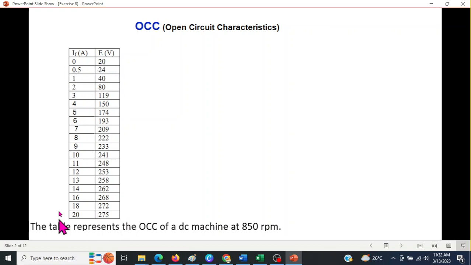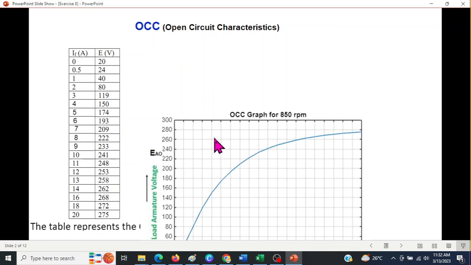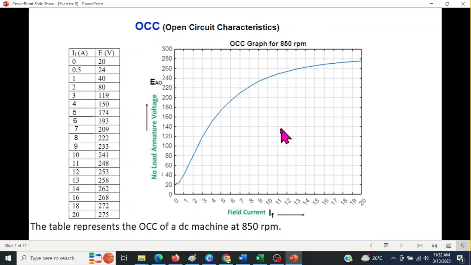Now this is in tabular form, and the doctor has used this as the OCC, but normally in most of the books it is given in the shape of a graph. What I have done is I have taken these data, and with the help of MATLAB I have plotted it, so I feel more comfortable with the graph. But anyway, both will work, and this graph is for 850 RPM.